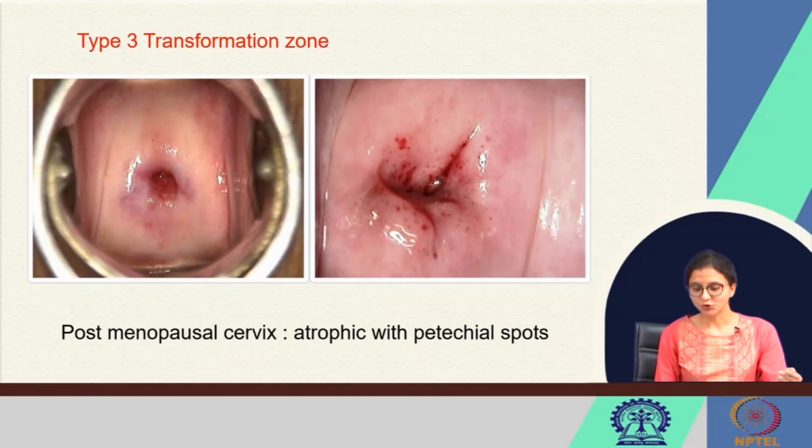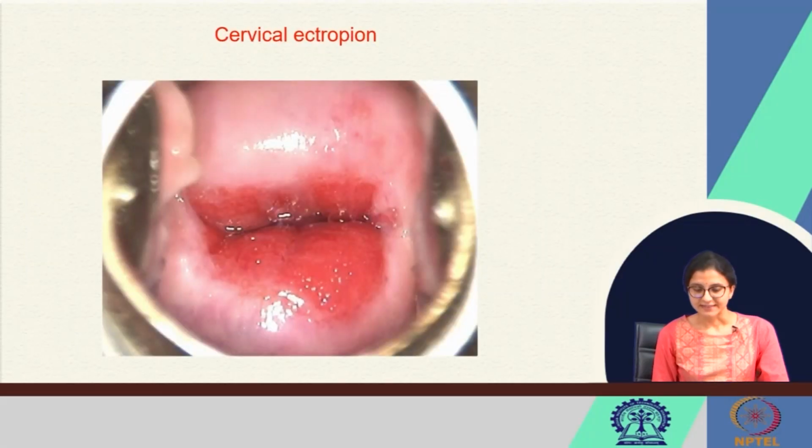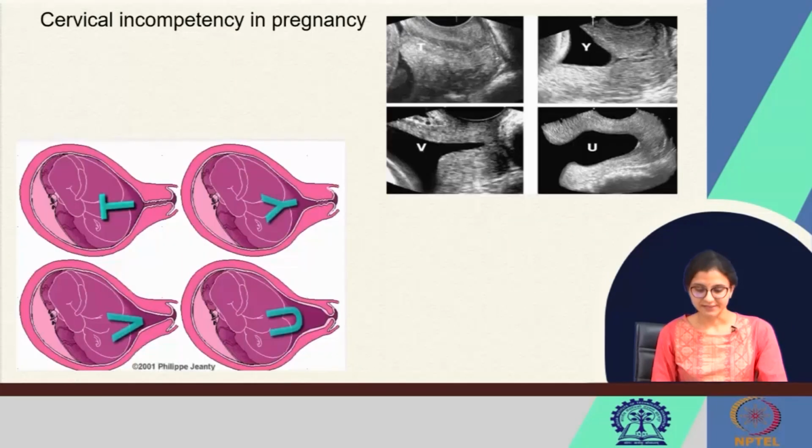Type 3 in a postmenopausal cervix, it is atrophic and it has drawn inside, it has gone within the endocervical canal. We cannot see the whole of the transformation zone. This is type 3, where the colposcopy is unsatisfactory, and it has some petechial spots. These are normal, these are not abnormal, right. And this is cervical ectropion, nothing but the endocervix has come outside. This is also normal. These are the different types of transformation zone.